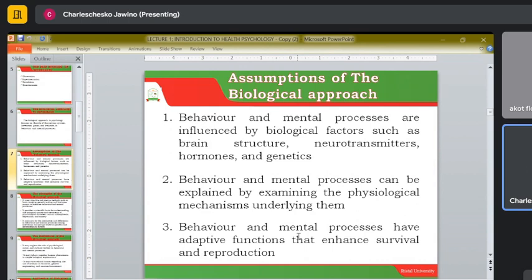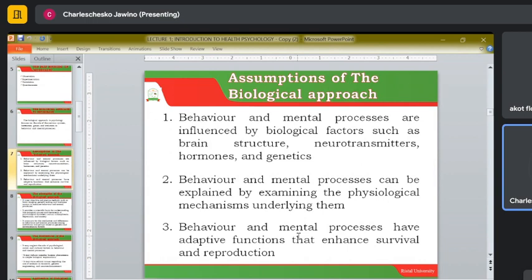Secondly, it assumes that behavior and mental processes can be explained by examining the physiological mechanisms underlying them. Physiology means functionality. We know that. So it assumes that if you examine how various body systems function, you can know the behavior of such an individual.